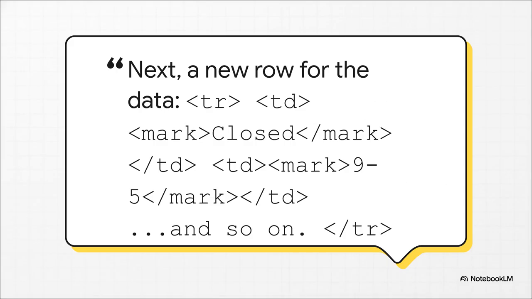Perfect. Now for the next row, which will have the actual store hours, we start another TR tag. But check it out. This time, we use TD tags inside. So the first TD, closed, lines up perfectly under the Sunday header. 9 to 5 goes right under Monday. And you just keep going. You can already see how the structure keeps everything perfectly aligned.